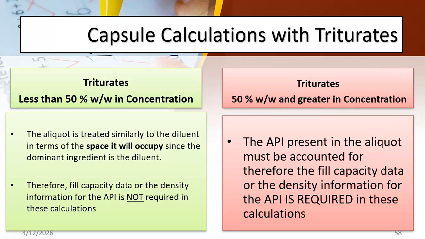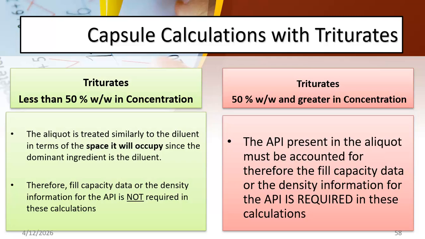Foundation. This is a refresher to video number 1, where we introduce the definition of terms and the key concepts. If you are using a triturate that is less than 50% in concentration, that means the drug will occupy a very small portion in the aliquot. What we are saying is that you will treat the aliquot as though it was the diluent. Very simple.